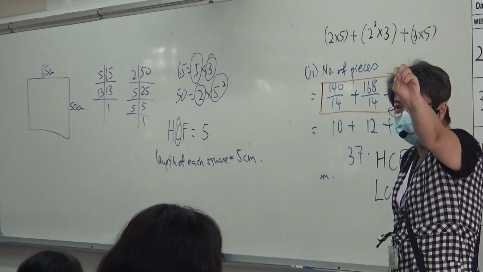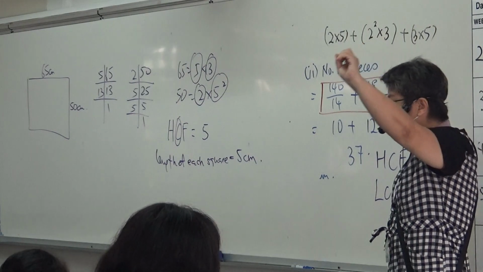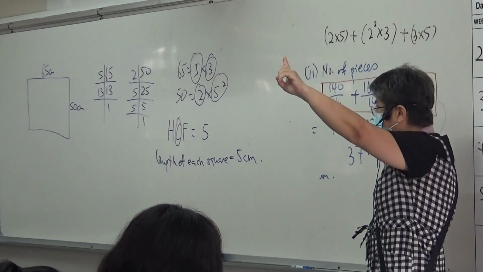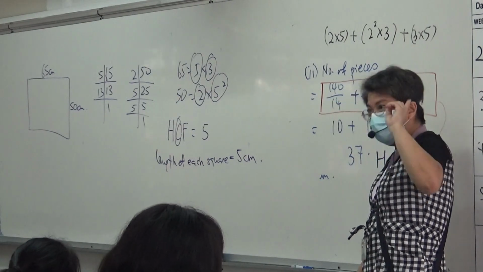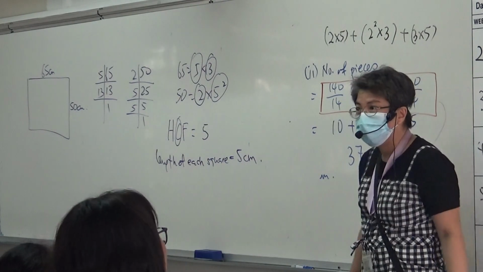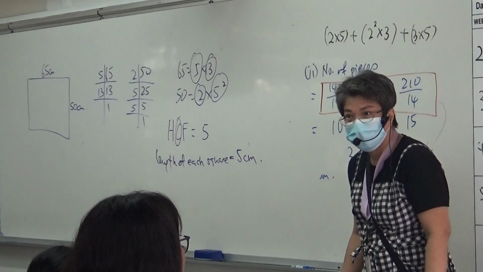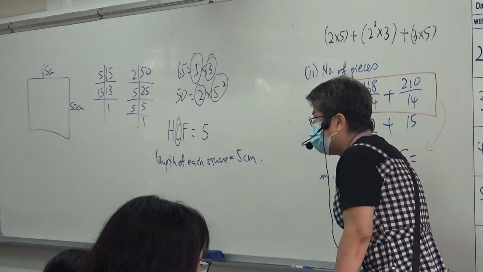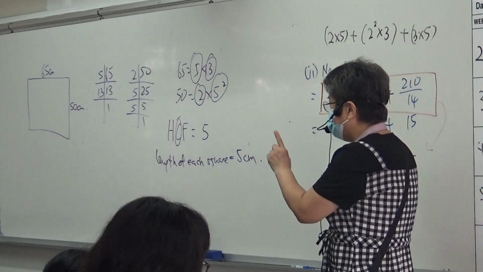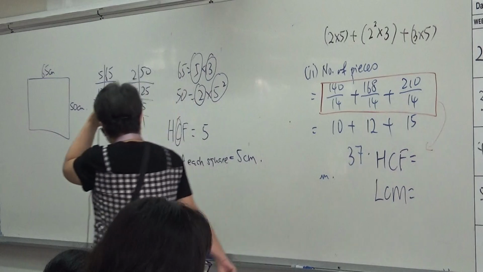Everybody clear? This is what I say. If you cannot understand what I'm saying now, go back and look at the SLS again. I didn't do it yesterday. My due date is on Sunday, so I give you time. In case you don't understand, go back and read again. Is that clear? Okay, so each square is 5 cm.